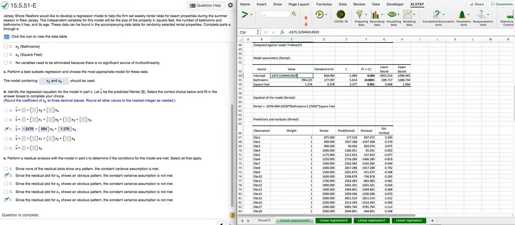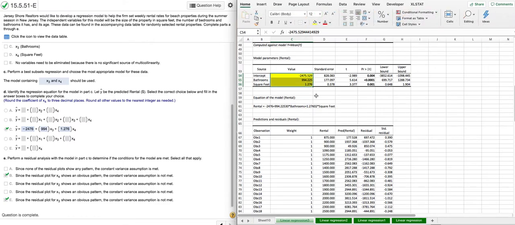But these are now the updated coefficients for the new, or I guess you could say final model. We have our independent variables. We have our slope for the bathroom and our coefficient slope for the square footage.